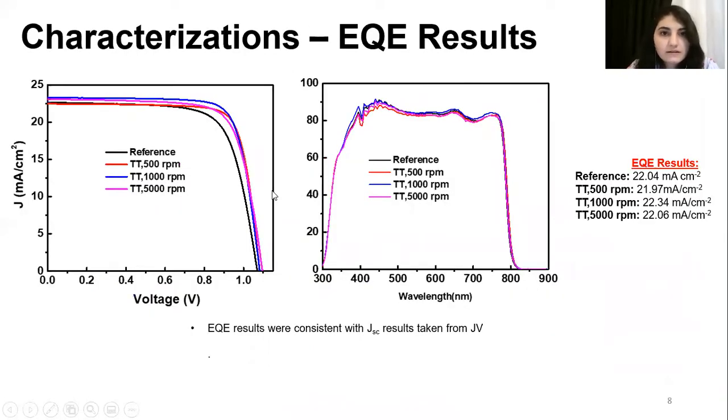Also, we characterized our materials with different techniques. First of all, we look at the EQE results. When we look at EQE results, we can see that their JCs are similar to each other. These results are consistent. There's a small drop in JSC compared to VOC.